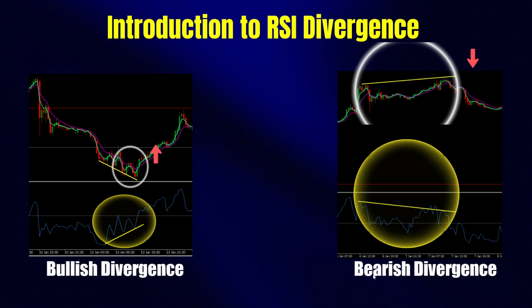And on the other side is bearish divergence. So what's happening at bearish divergence? Price is making higher highs, like here, but RSI is making lower lows. And after that, you do see a big drop.